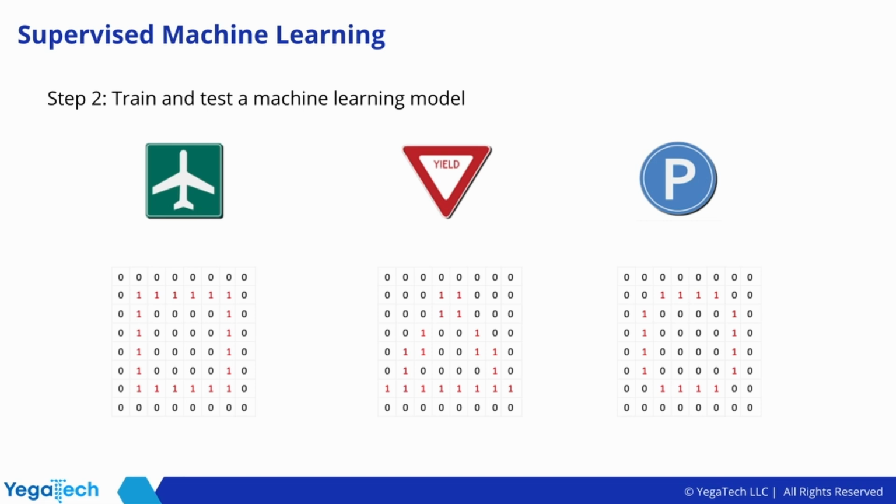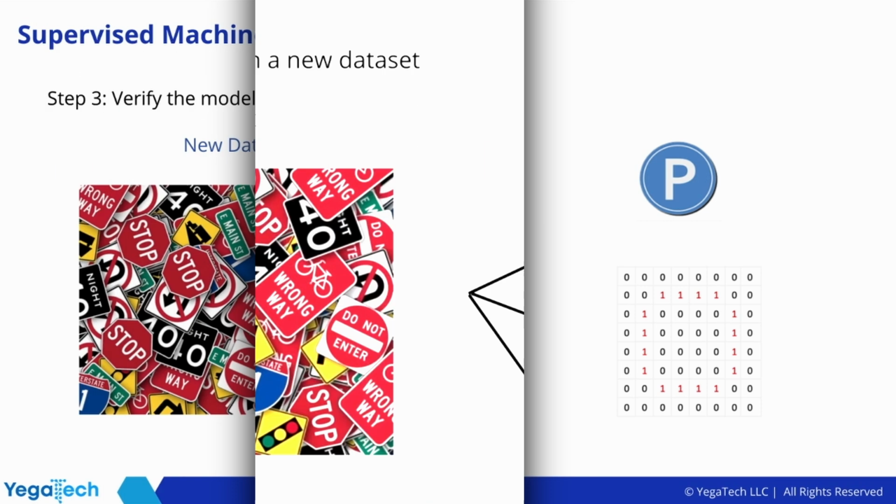Let's go back to our traffic sign example. From the labeled images you created, the algorithm learns the features of each shape to learn the pixel representations of circles versus squares versus triangles. This step is called model training and is how a computer learns to identify the images.